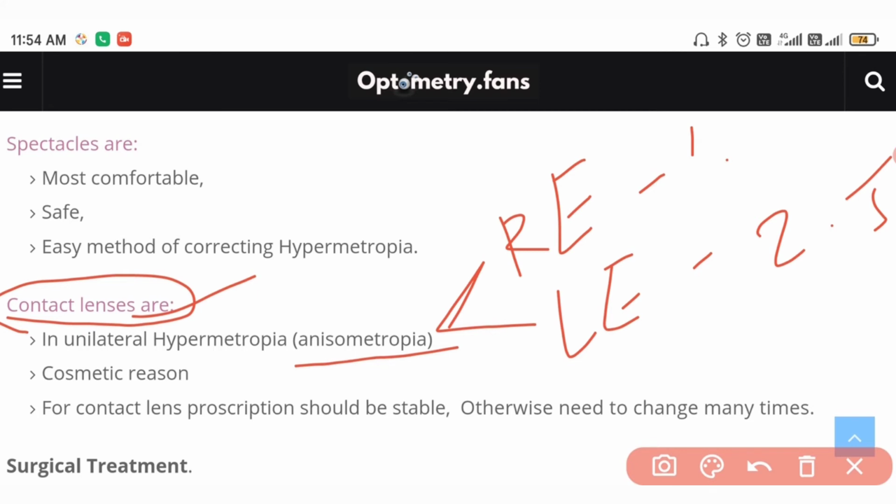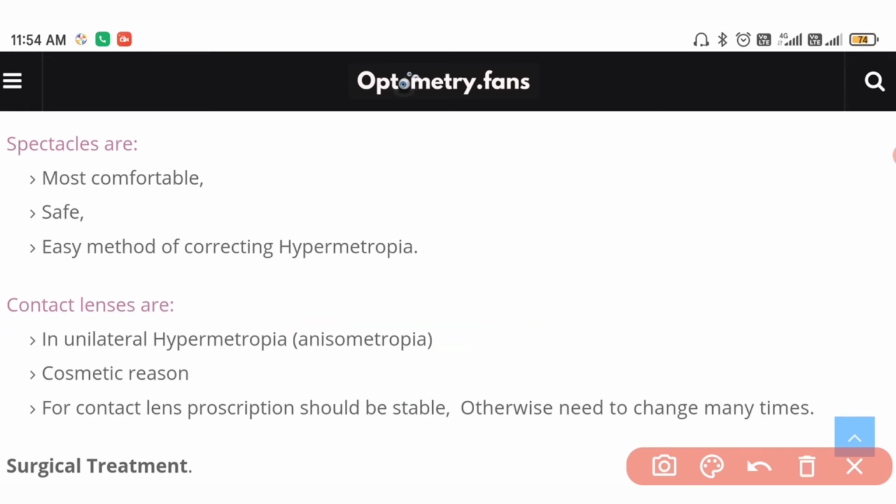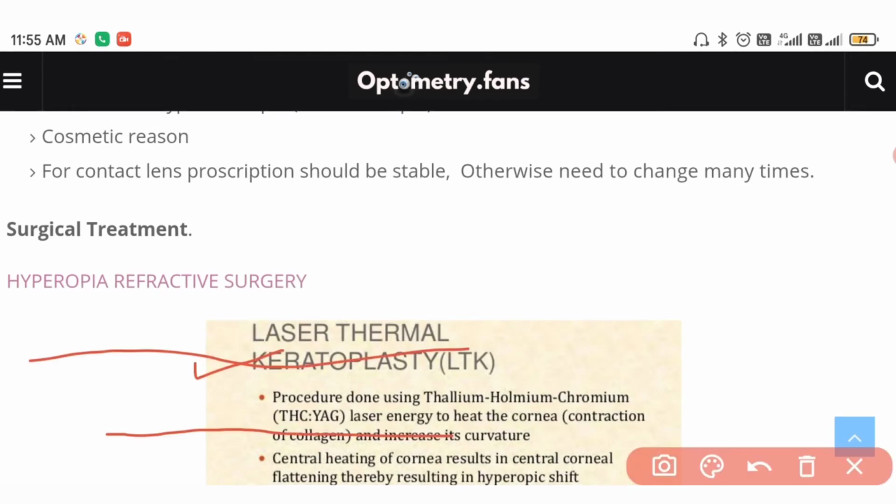In that condition, the refractive error of the two eyes is different, also known as anisometropia. For that condition the term anisometropia is used. In anisometropic condition they also use contact lenses. Some persons use them for cosmetic reasons, and the contact lens prescription should be stable. If you are thinking about using contact lenses for correcting hypermetropia, your prescription must be stable for 6 months.